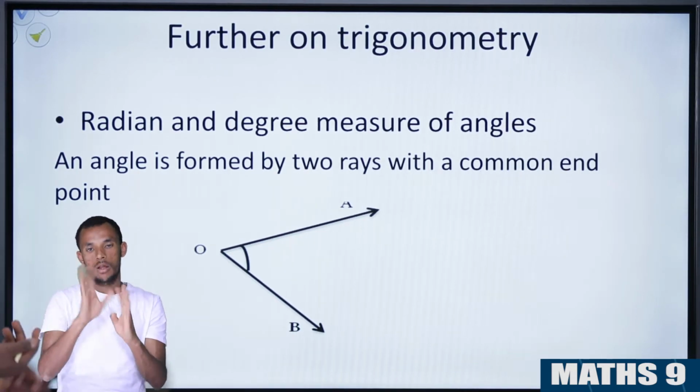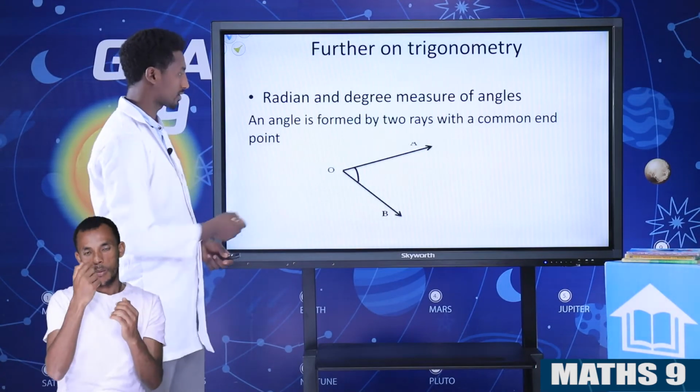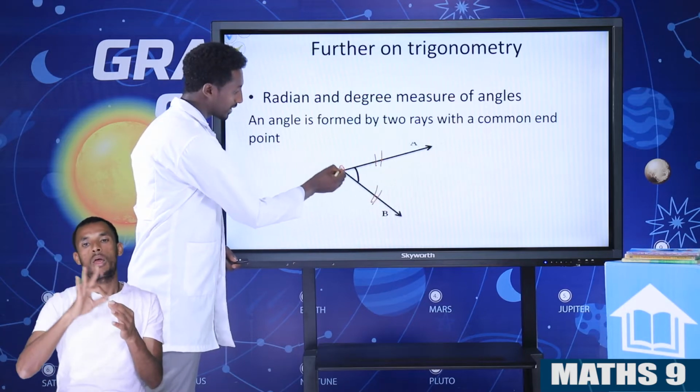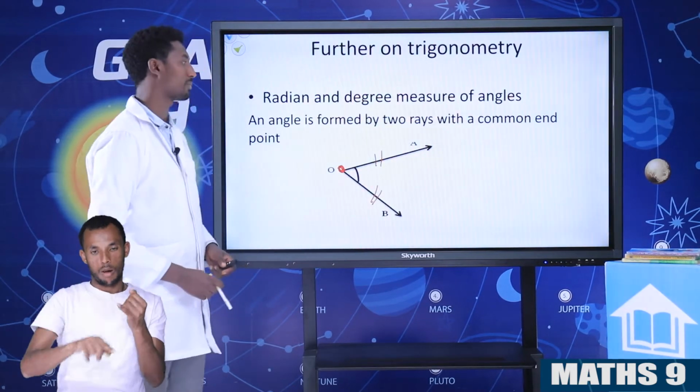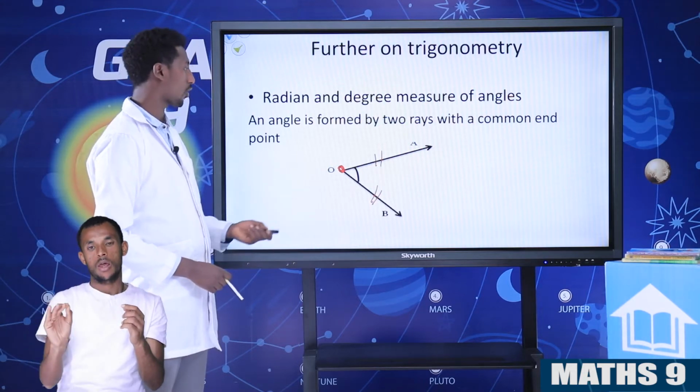So let's see what an angle is. An angle is formed by two rays with a common end point. We have these two rays with a common end point. So an angle is formed by two rays with a common end point.